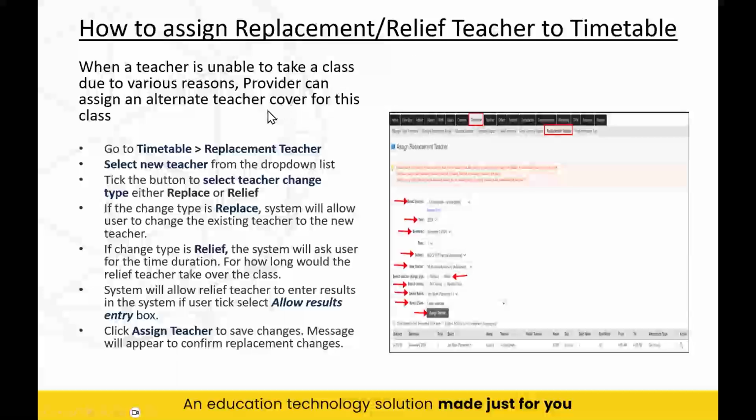So for whatever reason, if a teacher who has already been assigned a class cannot perform the assignment, so the teacher might go on sick leave, annual leave, or other personal reasons, and is not able to carry the class any further, then we can replace this class with a different teacher. Or if this teacher happens to be on sick leave for a day or two or for a week, then we can also find a relief teacher to cover for that period of time.